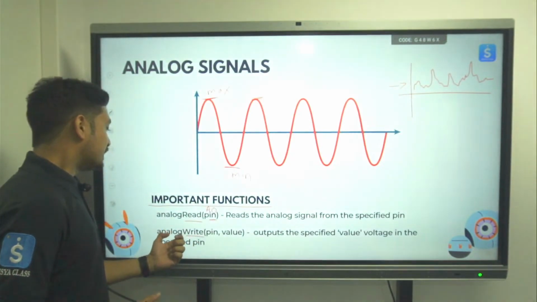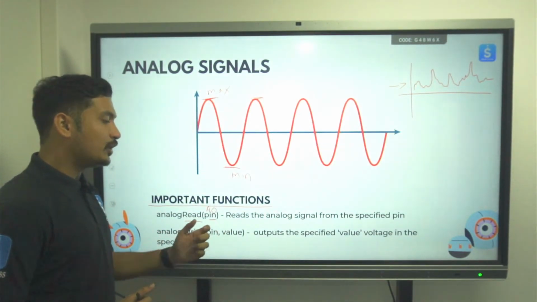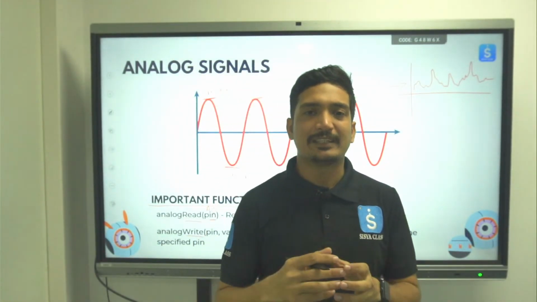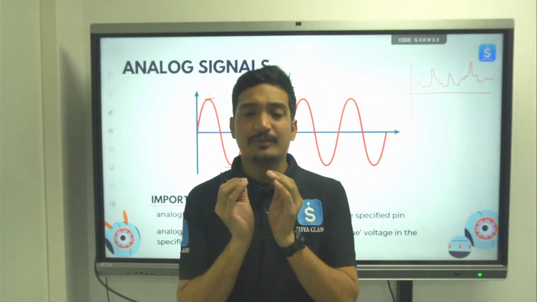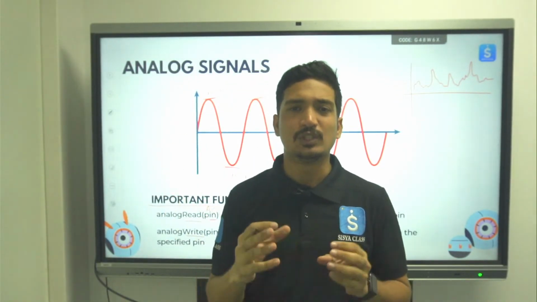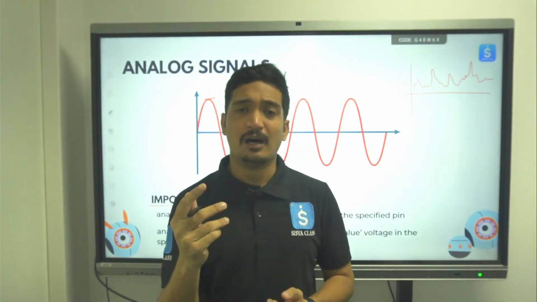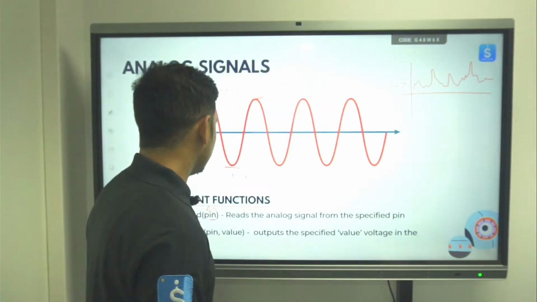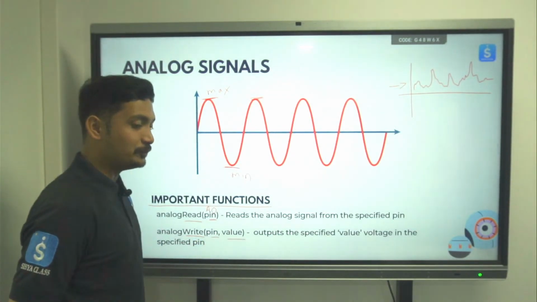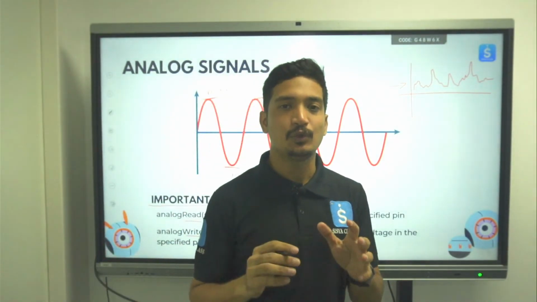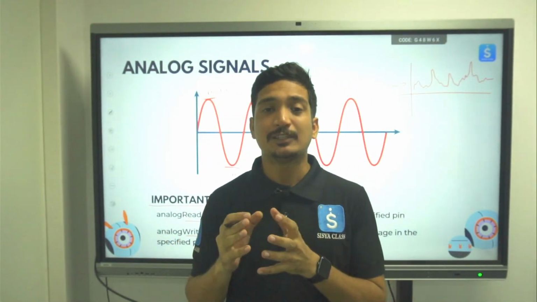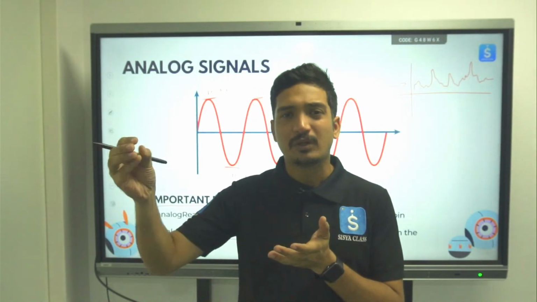Now the next thing is analogWrite with pin and value. As I said, write means giving off the signal to an external source. The signal will come out of the Arduino board and go somewhere else. Usually these signals are in the form of fluctuating voltages. Now, here we have two parameters. One is pin and the other one is value. We should know what values we are supposed to pass. The pin will tell from which pin I am supposed to output this analog signal.